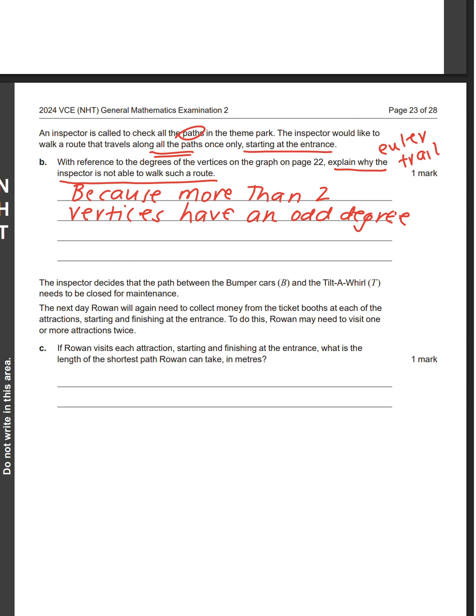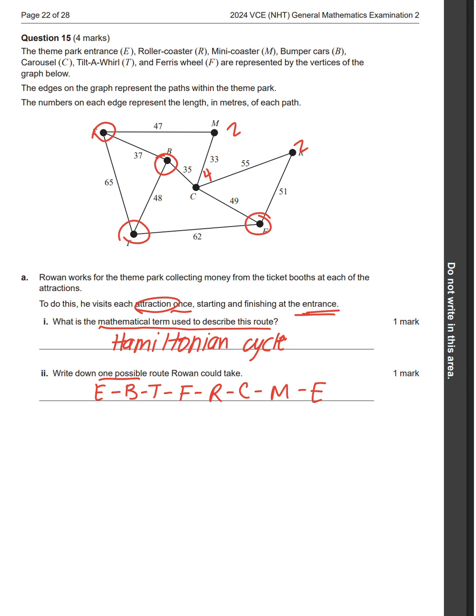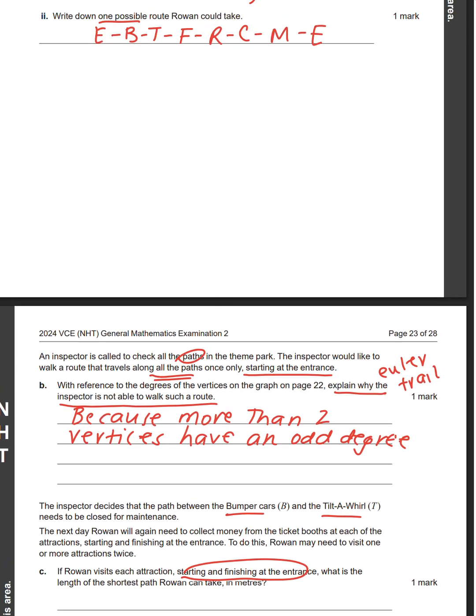So the inspector decides that the path between bumper cars and tilt-a-wheel needs to be closed for maintenance. All right, so that means that's going to go. Okay, the next day, Rowan will again need to collect money from the ticket booths at each of the attractions, starting and finishing at the entrance. To do this, Rowan may need to visit one or more attractions twice. If Rowan visits each attraction starting and finishing at the entrance, what is the length of the shortest path Rowan can take in meters?